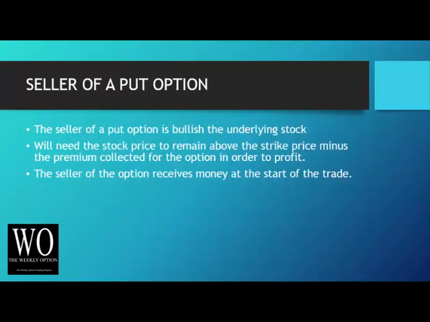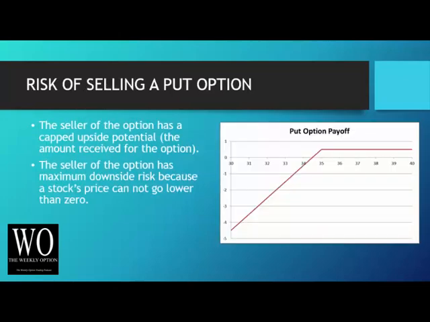Now, the seller of a put option is actually bullish the underlying. If you sell a put, you expect stock prices to go higher. You will need the stock price to remain above the strike price minus the premium that was collected for the option in order to profit. And the seller also receives money at the start of the trade. So the risk of selling is that the seller has a capped upside potential. You'll only make what you sell the option for, but the risk is actually equal to the strike price of the option itself, because a stock can never go below zero. So basically, in the example, if you sell a put option with a 35 strike, then $35 is your risk.